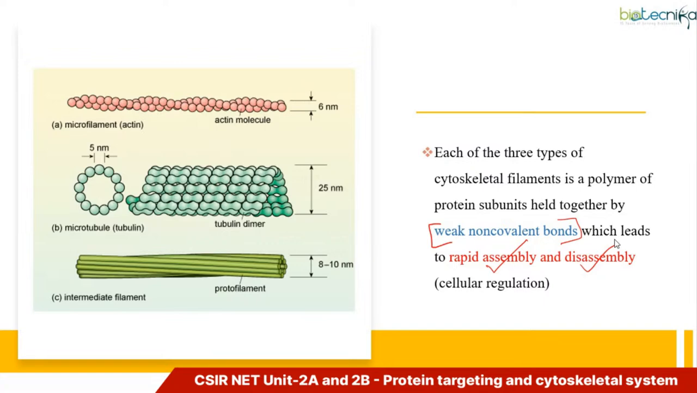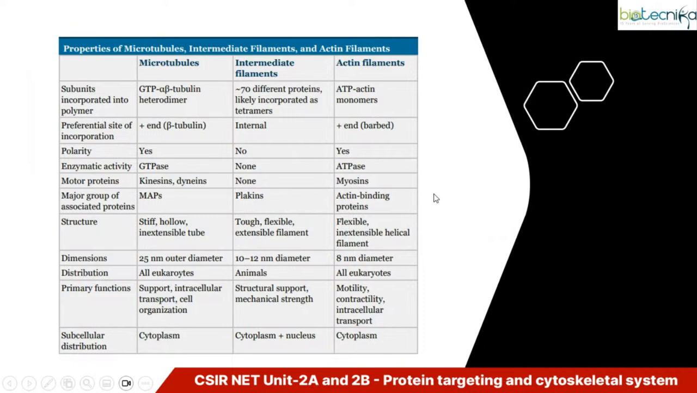Next, this is the comparison table of microtubules, intermediate filaments, and actin filaments. This is a very important table that will provide you with a better understanding of the combination between the three cytoskeletal proteins. In microtubules, the subunits incorporated into the polymer are alpha and beta tubulin, which is GTP bound. Whereas actin filaments have actin monomers, ATP bound. And we know that intermediate filaments do not have any kind of ATP or GTP present. Then, preferential site for incorporation.